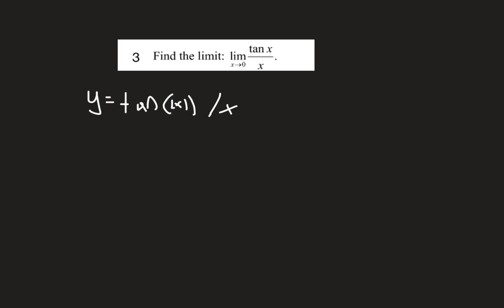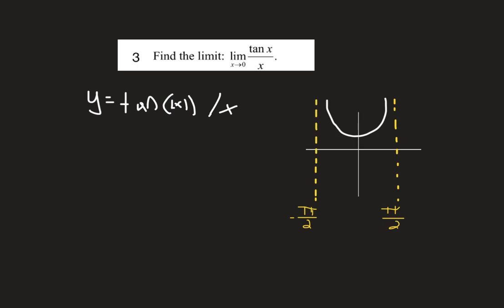And then you should get something like a graph that looks like this, and this is the pi over 2 line right here. And then we want to look for when x equals 0, what is the y? And it's 1 right here. And the limit as x approaches 0 is just 1.